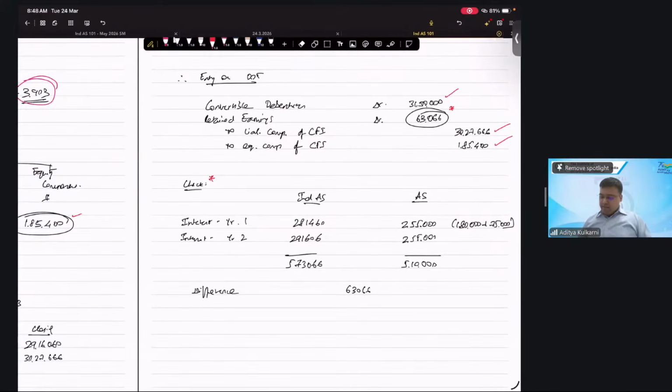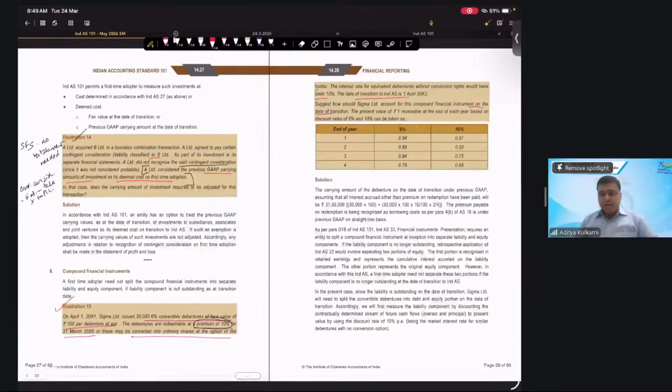That is nothing but under Ind AS, the total of your interest for the first 2 years, 5,73,066, and the total of your interest under AS, 5,10. The difference between these two becomes your retained earnings adjustment, 63,066. Are you okay with this? Yes, sir. Yes. Swaminathan, you are there?